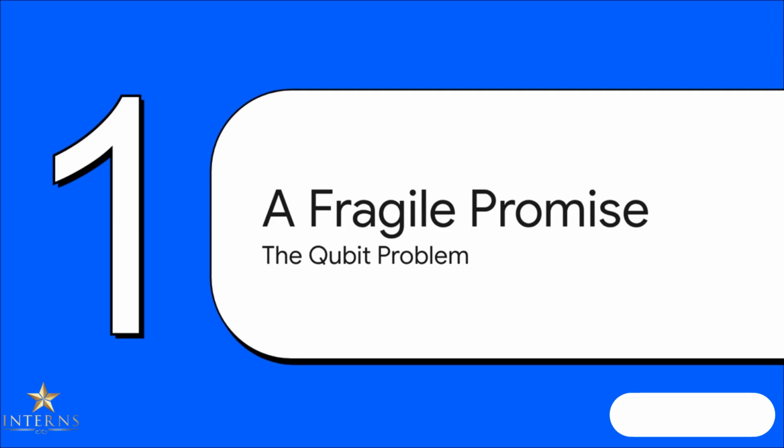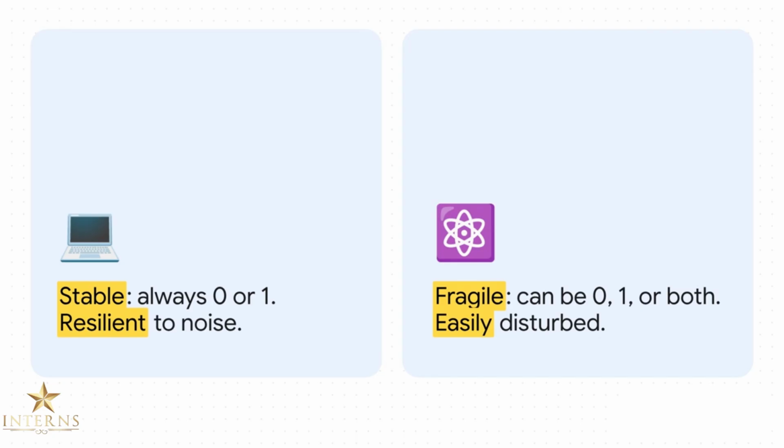Well, to really get a handle on the ingenious solution, we first have to get up close and personal with the problem itself. And that problem lives at the very heart of the quantum world, the qubit. Okay, so think about the bits inside your phone right now. They are rock solid. They're either a 0 or a 1, no in between. But a quantum bit, a qubit, it's a completely different beast.